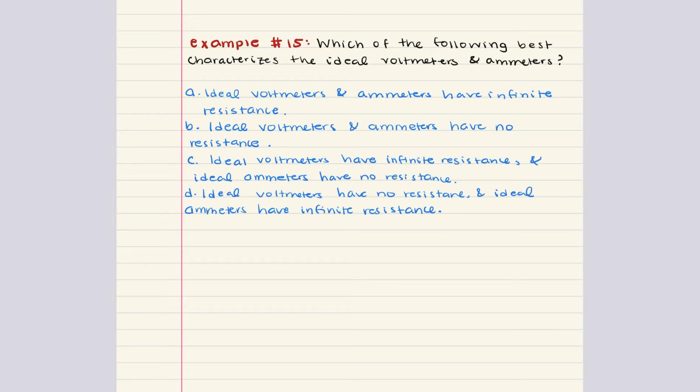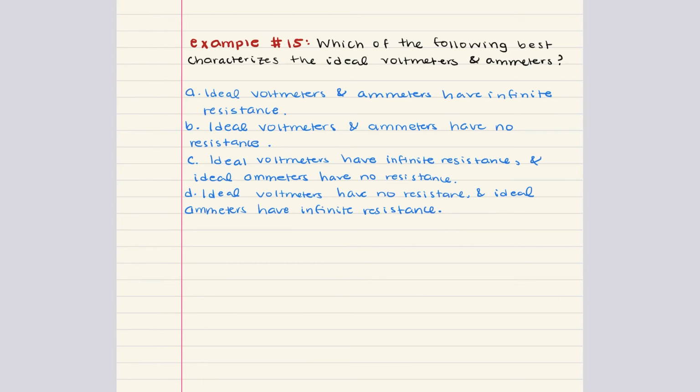So to ensure that the voltmeter doesn't interfere with the circuit's behavior, an ideal voltmeter is designed with infinite resistance. With infinite resistance, the voltmeter becomes an open circuit, meaning no current can flow through it, and this ensures that the voltage across the component remains unaffected by the presence of the voltmeter.